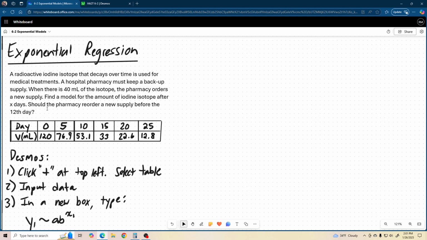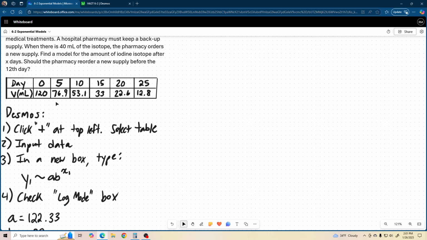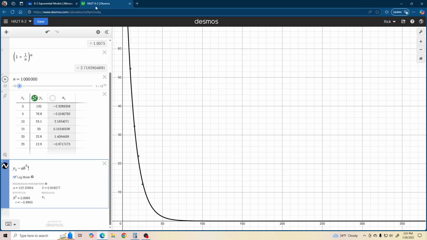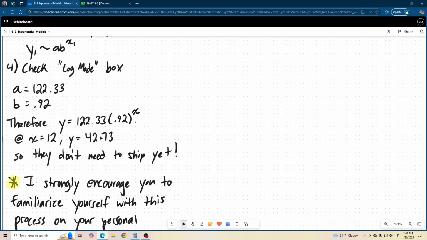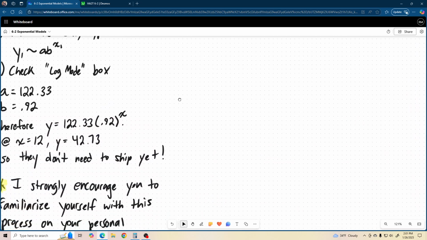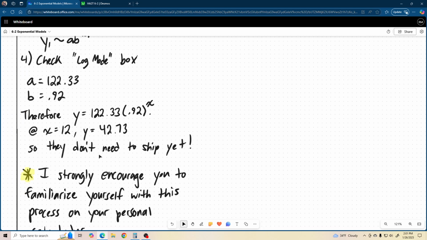So the question is at x equals 12, what is y? Because that's what we need to know. When x is 12, do we have at least 40? That's what we need. We always need 40 on hand. So if we go to x and we want to know where x is 12, at 12 we have 42.72, which, I kind of rounded it a little bit, so 42.73. So do we have 40? Yes, we do. So we don't need to order quite yet. It's probably close, like it's probably day 13 that we're going to order it. But as of day 12, we're good. Just by a little bit, but we're good.